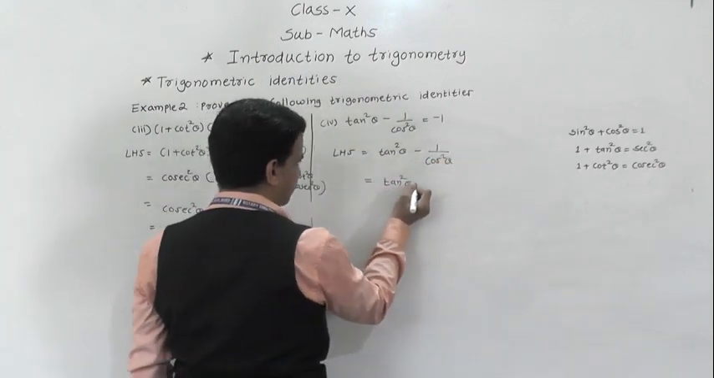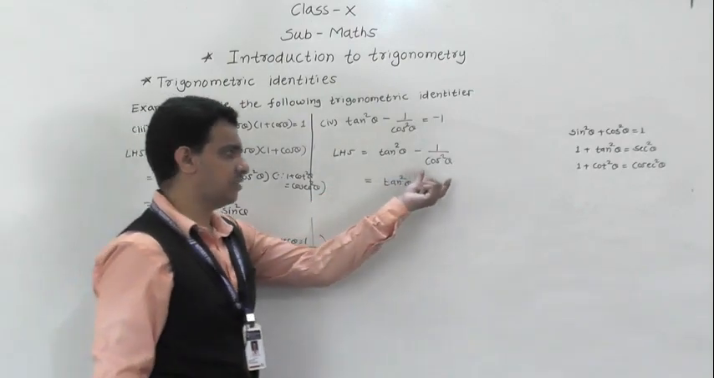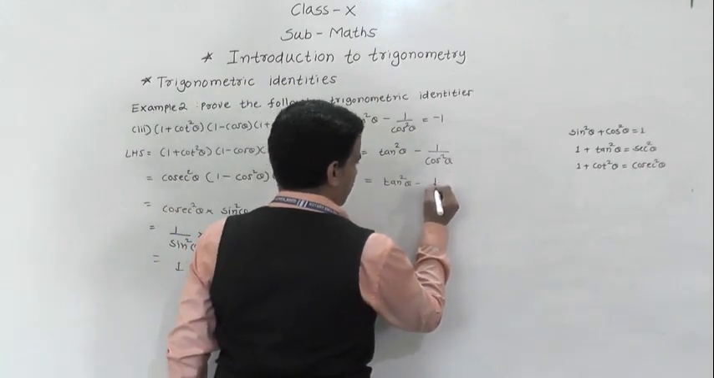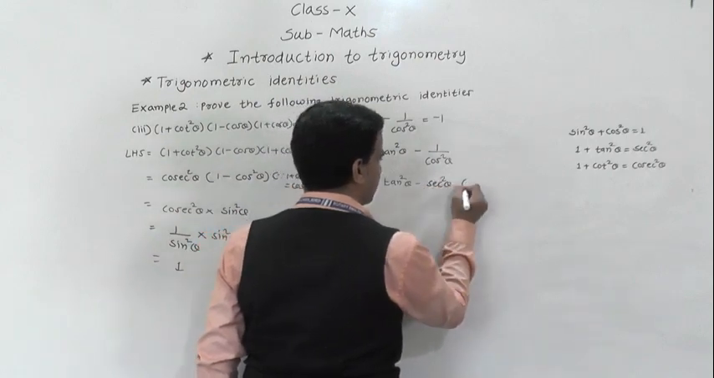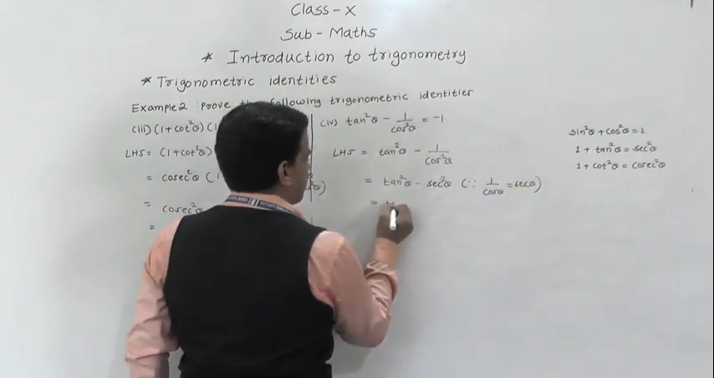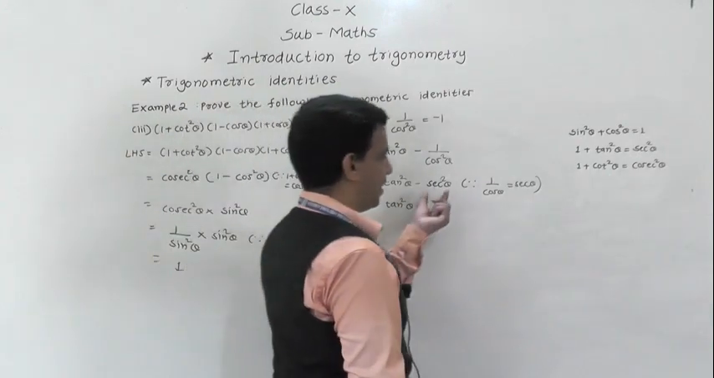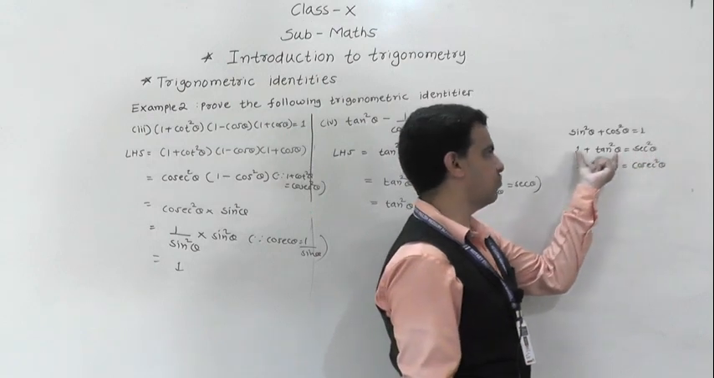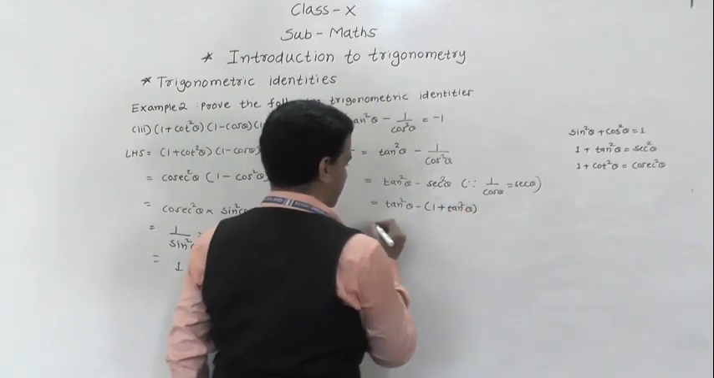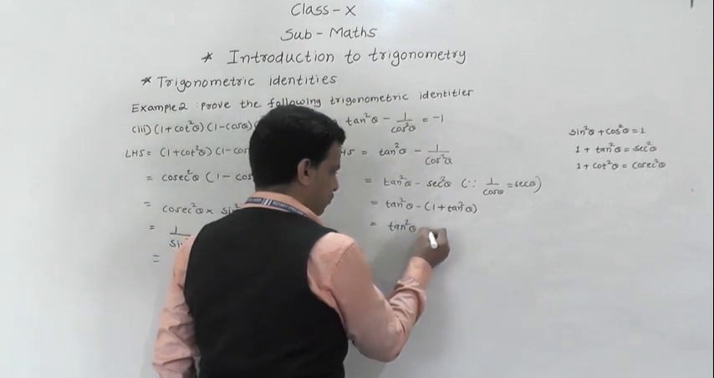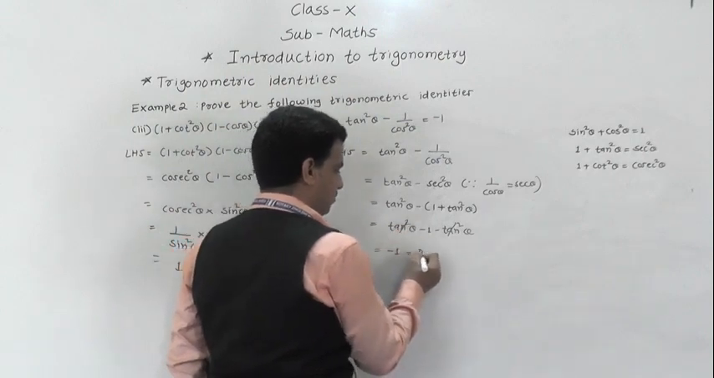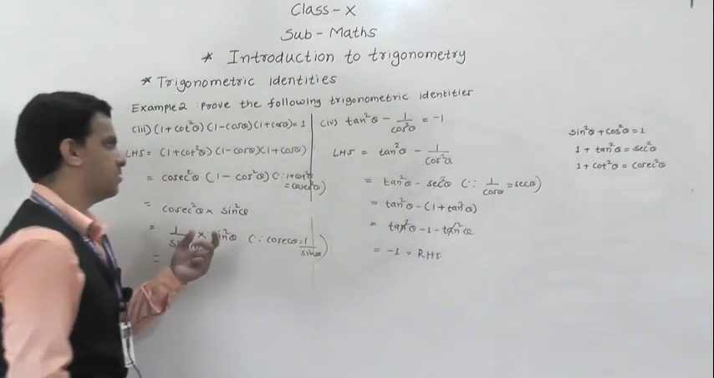So tan square theta minus 1 upon cos square theta, that is a sec theta, because cos theta and sec theta are reciprocal of each other. So 1 upon cos square theta, that is a sec square theta, since 1 upon cos theta is equal to sec theta. Okay. Now tan square theta minus value of sec square theta by using second identity, that is a 1 plus tan square. So sec square theta we have to replace by 1 plus tan square theta. So tan square theta minus 1 minus tan square theta, this will get cancelled. So answer is a minus 1, that is a RHS. Okay. So this is fourth sub question.